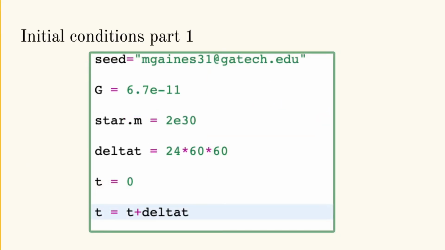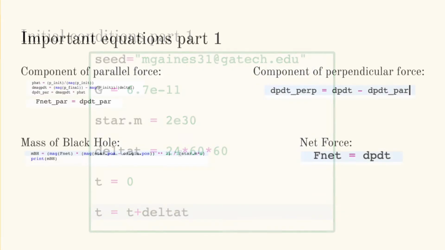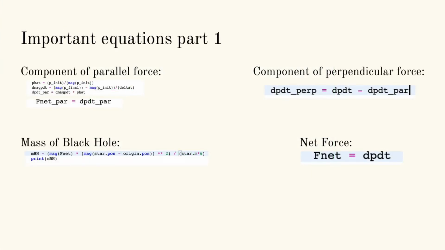For Part 1, the initial conditions are displayed on this slide. We can see the gravitational constant, the mass of the star, and the change in time. On this slide, we can see the important equations used in Part 1. These calculations include the net force, parallel and perpendicular components of force, and the equation to find the mass of the black hole.